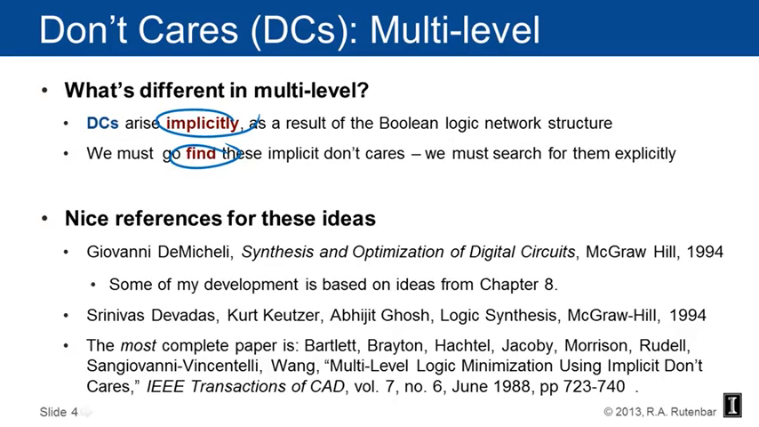There's a bunch of good references for these ideas. The Nani DiMichele book on synthesis and optimization of digital circuits is good. Some of my development is based on some of the ideas in Chapter 8, though I'm doing a sort of different version of the math. The book by Devadas, Koitzer, and Ghosh on logic synthesis is also good. And there's a very complete paper by a lot of authors, Bartlett, Brayton, Hechtel, Jacoby, Morrison, Rudell, Sanjivani, Vincentelli, and Wang on implicit don't cares. That's a good place if you want to see how it really works.